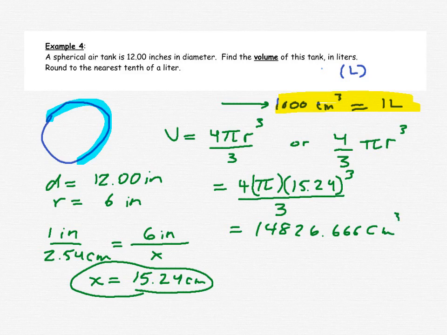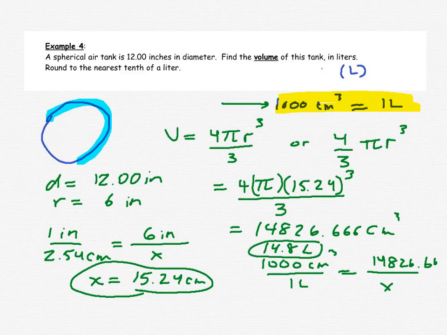So now that we have our answer in cubic centimeters, we can use the conversion that there's 1,000 cubic centimeters in 1 liter. If you want to set it up as a proportion, you could do that too, I suppose. 1,000 cubic centimeters is equal to 1 liter. So how many liters would there be in 14,826.66? Long story short, you're going to divide it by 1,000. And your answer is going to be, to the nearest tenth, 14.8 liters. That's the capacity of the tank in liters.